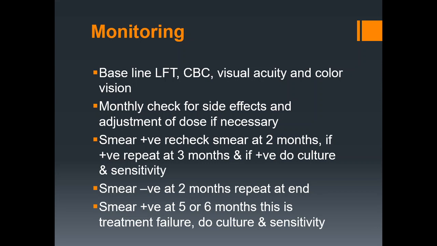How do we monitor the medications? Before starting the anti-TB drugs, we have to have a baseline liver function test, CBC, visual acuity, and color vision. If all these are normal, you don't need to repeat them periodically. But we check the patient every month. We ask about side effects, and we warn him if he develops, for example, nausea, vomiting, jaundice, or blurred vision, he has to stop the medication and come back again.